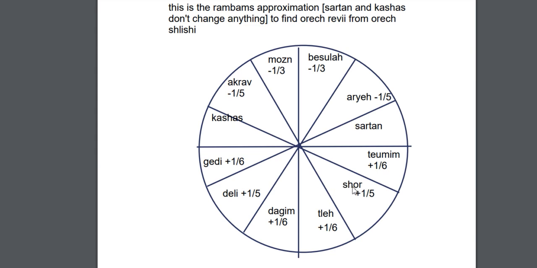For example, Shor is 30 to 60. The same thing applies to Deli. That's 360 minus 30, which is 330, and 360 minus 60 is 300. So each one has a complement. It's degrees from 0 to 180, and then each one also has a 360 minus that.